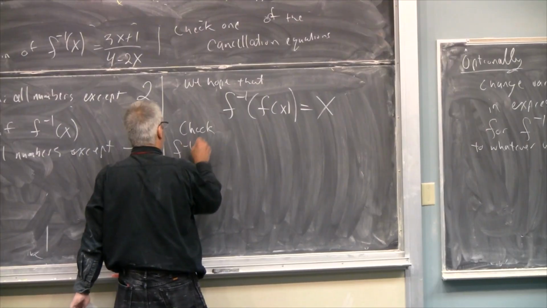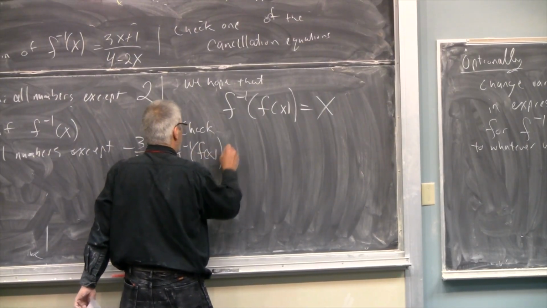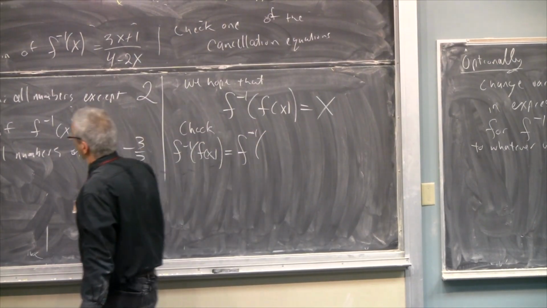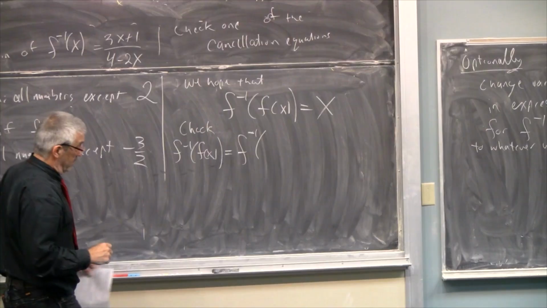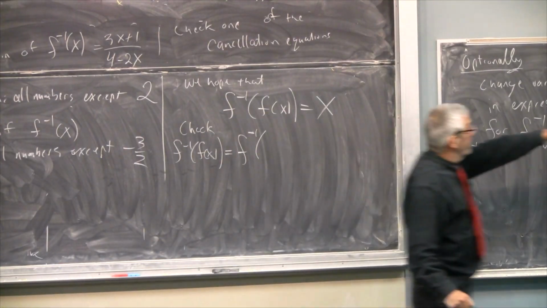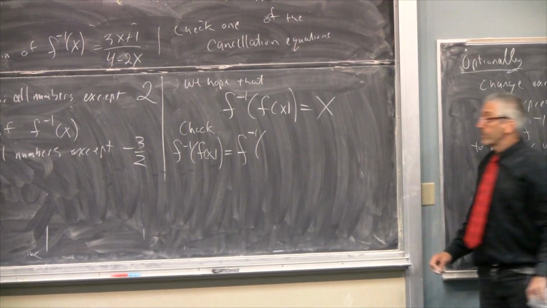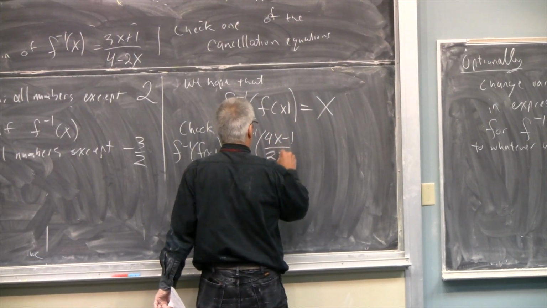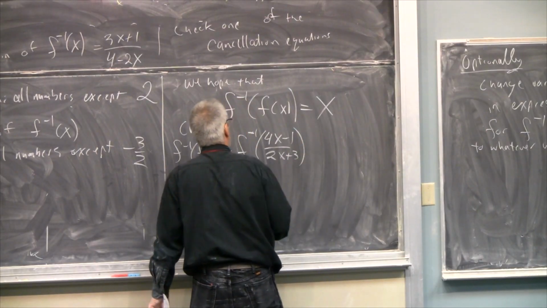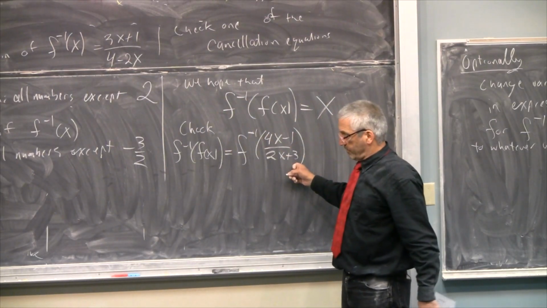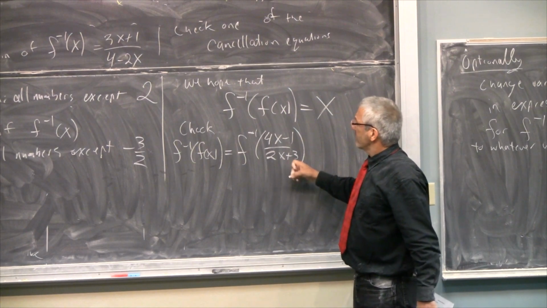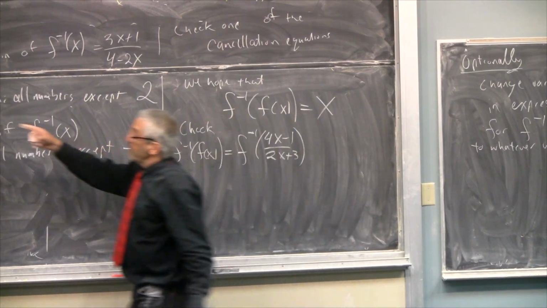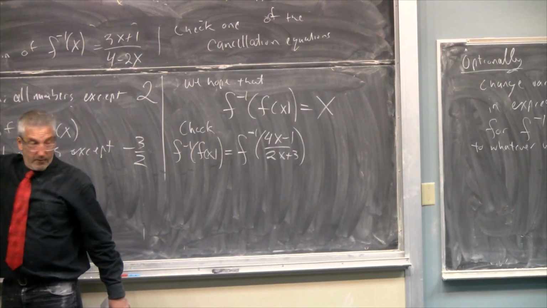So f inverse of f of x. Well, I have to start by getting the formula for f of x. f of x is that thing, (4x minus 1) over (2x plus 3). So I've got to compute this. Well, to do this, it would help to go get the formula for f inverse. That thing. Let's write that down first.